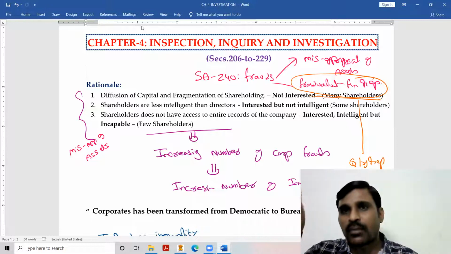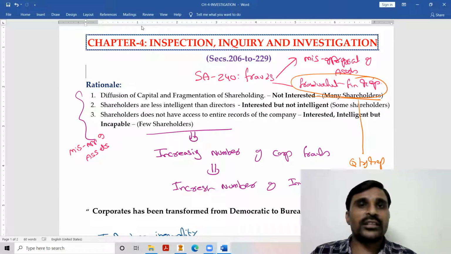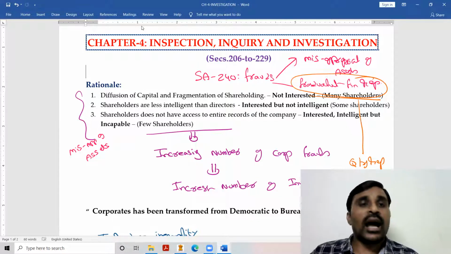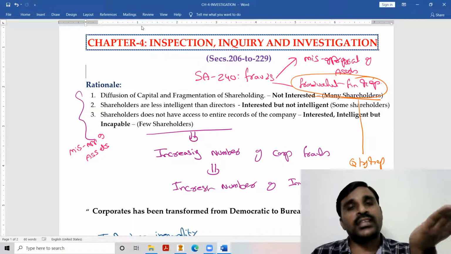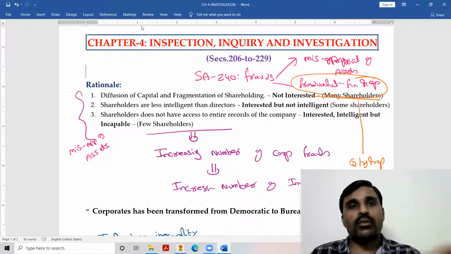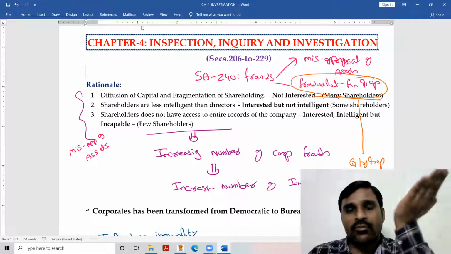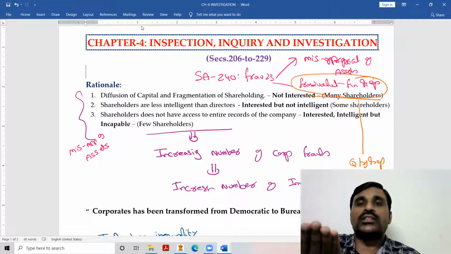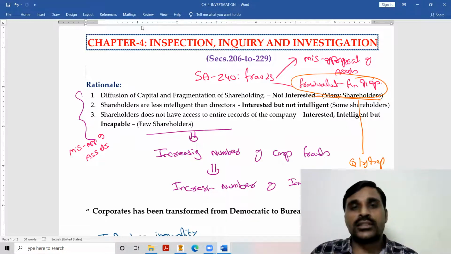On one side, the performance is decreasing because of increasing competition and deteriorating macroeconomic conditions. On one side, companies' performance has been decreasing. On the other side, shareholders' expectations and aspirations have been increasing. Everybody wants a four-wheeler, everybody wants to be rich. So their income expectations and aspirations have been increasing. Therefore, there is a wider gap between the company's performance and the shareholders' expectations. Therefore, directors are forced to falsify the records to match their expectations. That is the point.